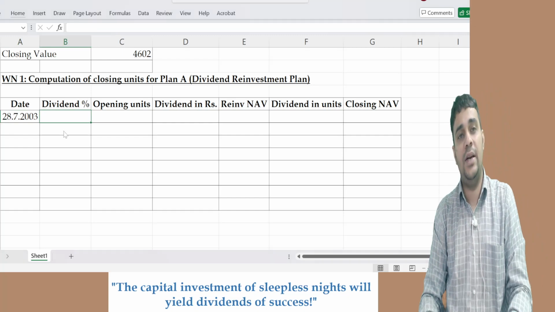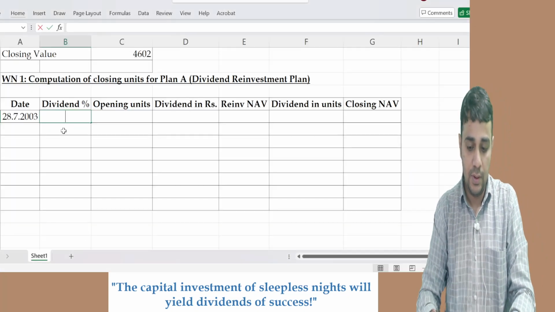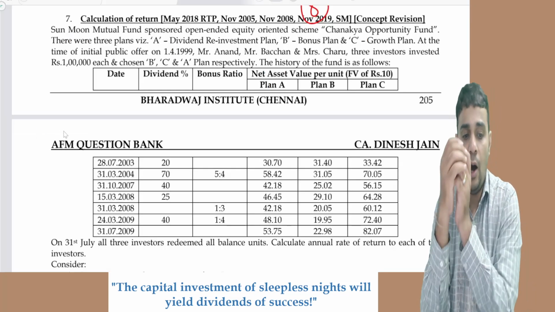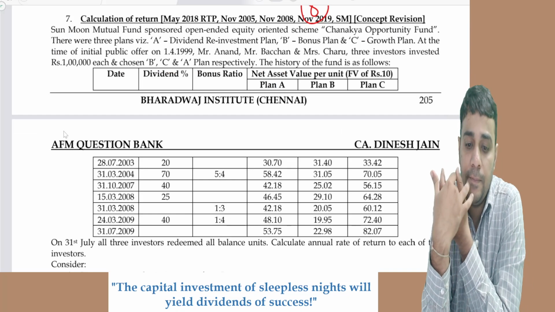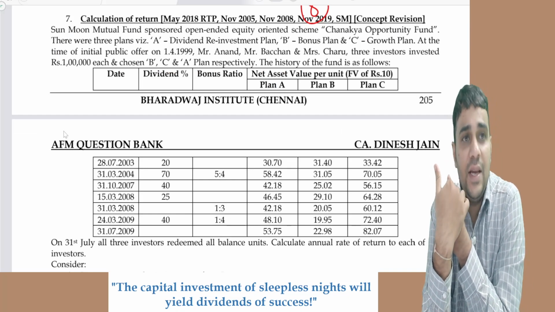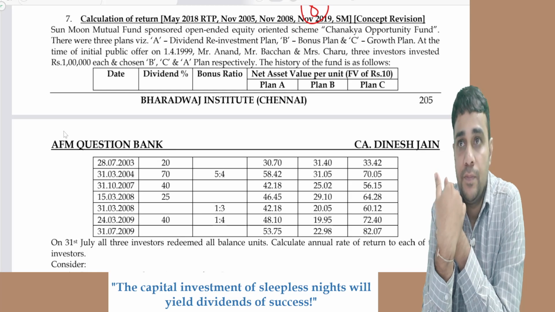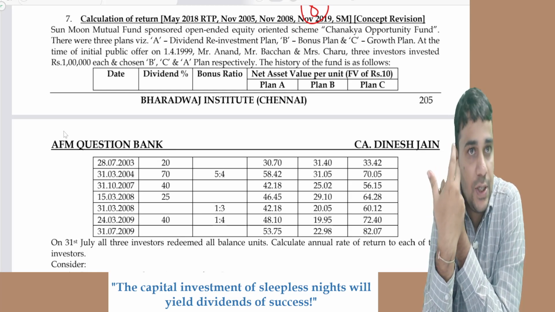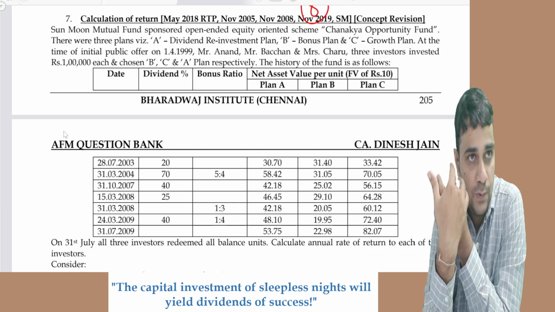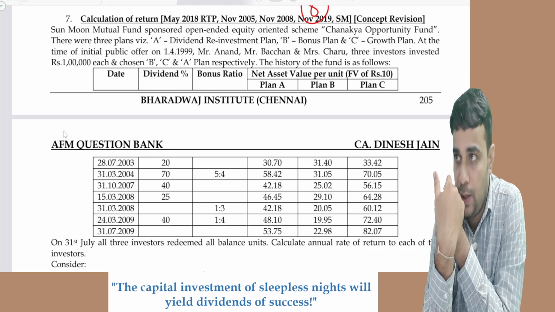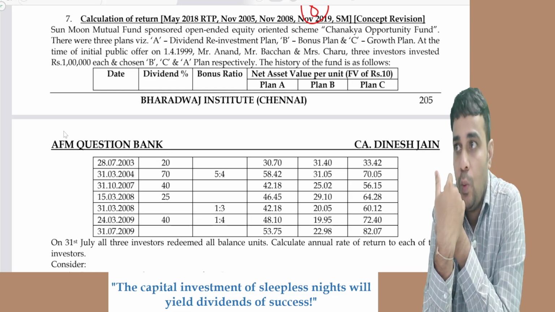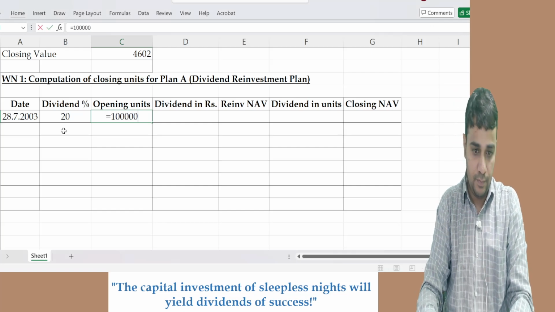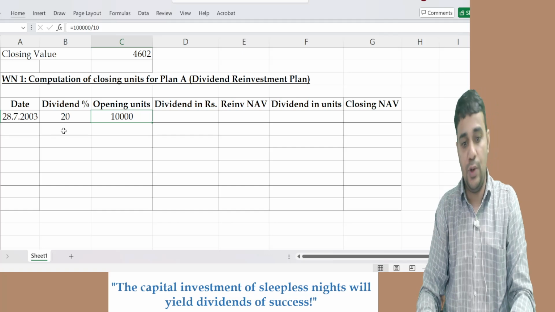28/7/2003. What is the dividend percentage? 20%. How much did I invest in this fund? Have they given at what rate did we invest? No, if nothing is given, it's at face value. In the initial public offer, it will happen at face value. So initially, it would have happened at 1 lakh divided by 10, which is 10,000 units.